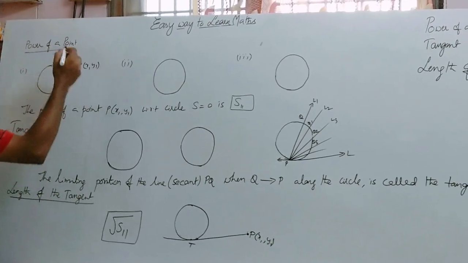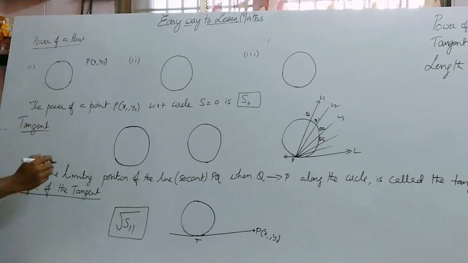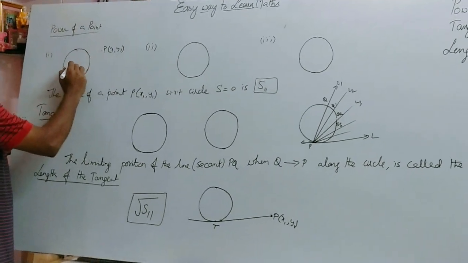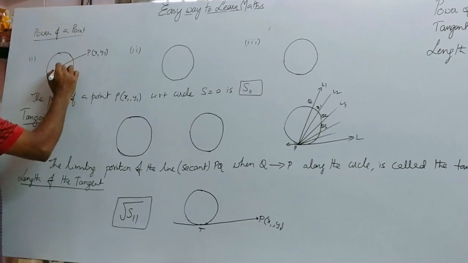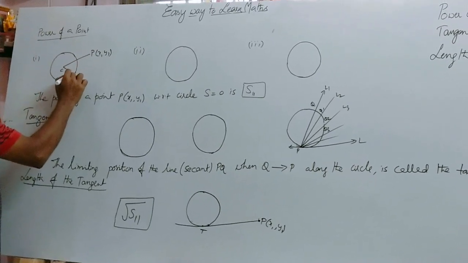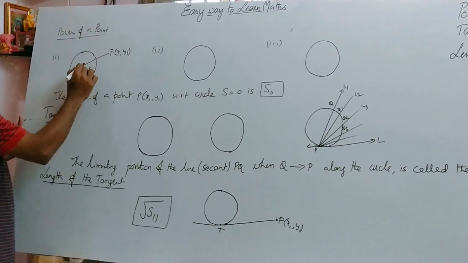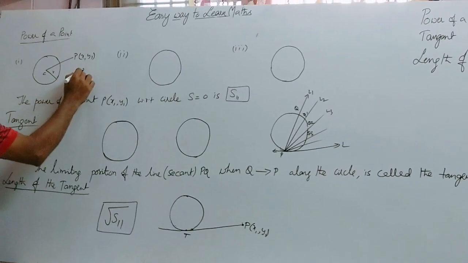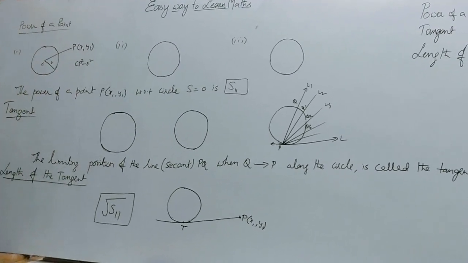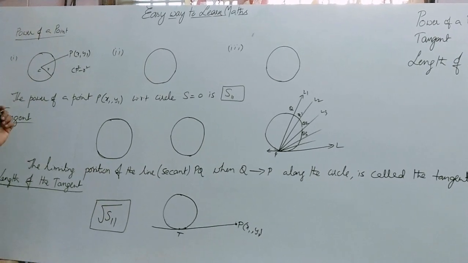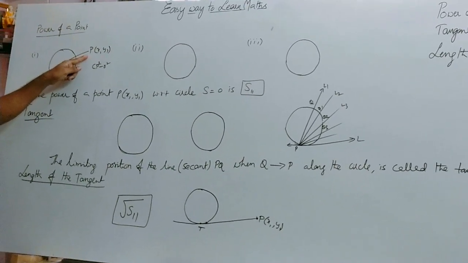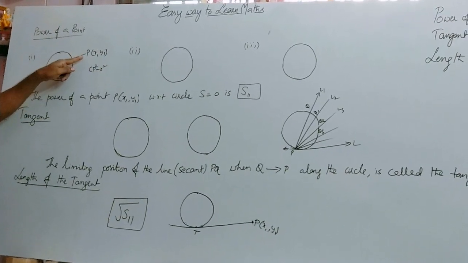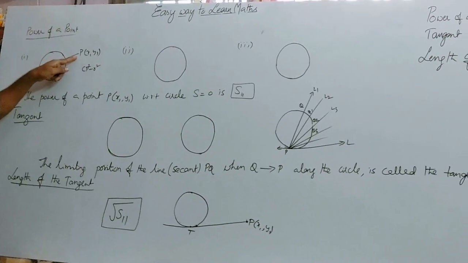in the plane, then the power of P is defined as, here C is the center of this circle and CR is nothing but the radius small r, then CP square minus r square. CP square minus r square is defined as the power of the point P. Here in this case, the point P is on the exterior of the circle.